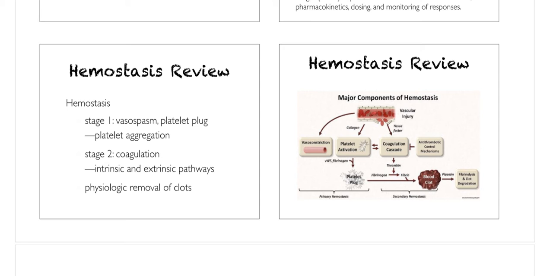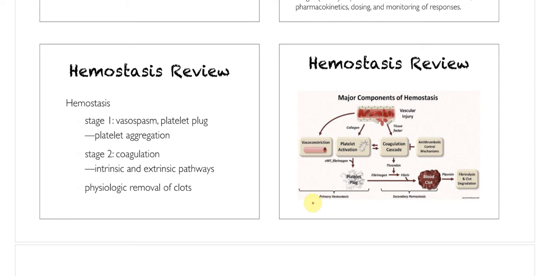We have first stage 1, which includes vasospasm, which helps to reduce how much blood flow we have going through a blood vessel. The platelet plug forms to help plug up whatever the trauma was to the vessel, and that all allows for platelet aggregation to occur. Stage 2 is going to be coagulation, which can occur via either the intrinsic or the extrinsic pathway.